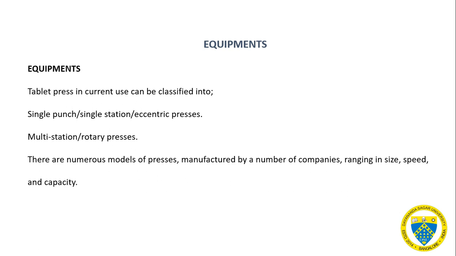When it comes to equipments, they are mainly classified into two types, that is single punch and multi-station. Single punch is also called single station eccentric press and multi-station is also called rotary press. A single punch has only a single unit, that is, a die, an upper punch and a lower punch, so only one tablet is punched at a time. With multi-station or rotary presses, n number of tablets can be punched, somewhere around 1000 to 10,000 tablets in 1 minute.